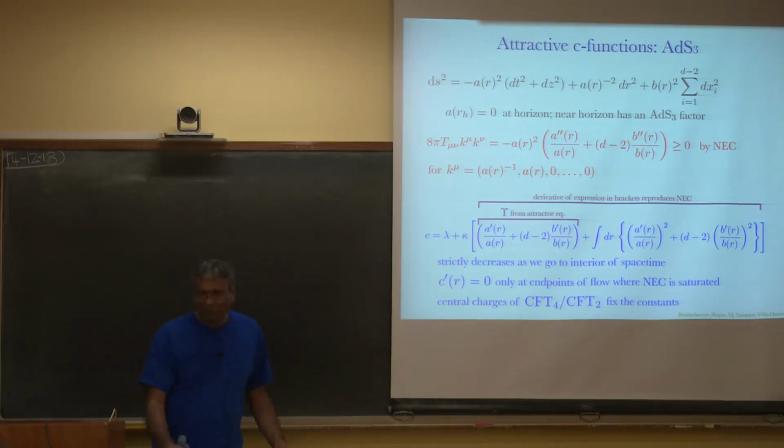It somehow will count degrees of freedom along the flow the same way any C function would. How do you compute a C function in a theory that is not conformal, somewhere in between? I don't know. I don't have a sharp explanation.